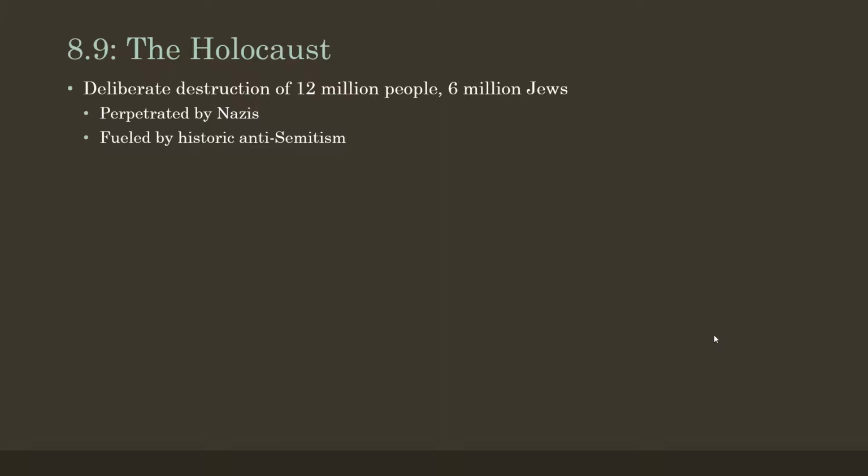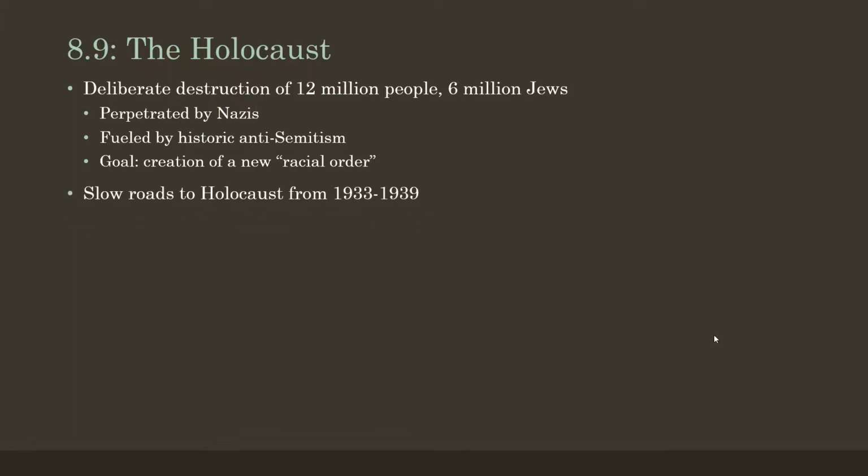So it's perpetrated by the Nazis. It's fueled by historic anti-Semitism that existed in Europe for thousands of years. And the Nazis are just going to prey on this and use it for their goal of creating a new racial order, purifying the German race and purifying all of Europe, eventually, is the Nazis' goal.